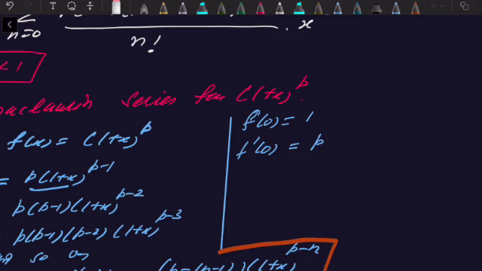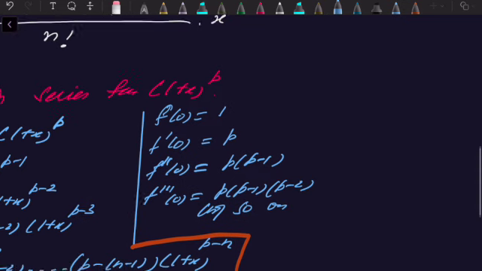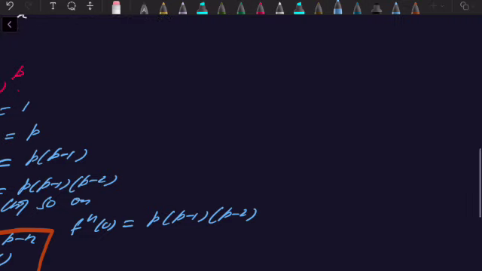Double derivative at 0 is p into p minus 1. Triple derivative is p into p minus 1 into p minus 2, and so on and so on. Similarly, we can write the nth derivative at 0: if we substitute x is equal to 0, we'll get p into p minus 1, p minus 2, and the last term, p minus n plus 1.